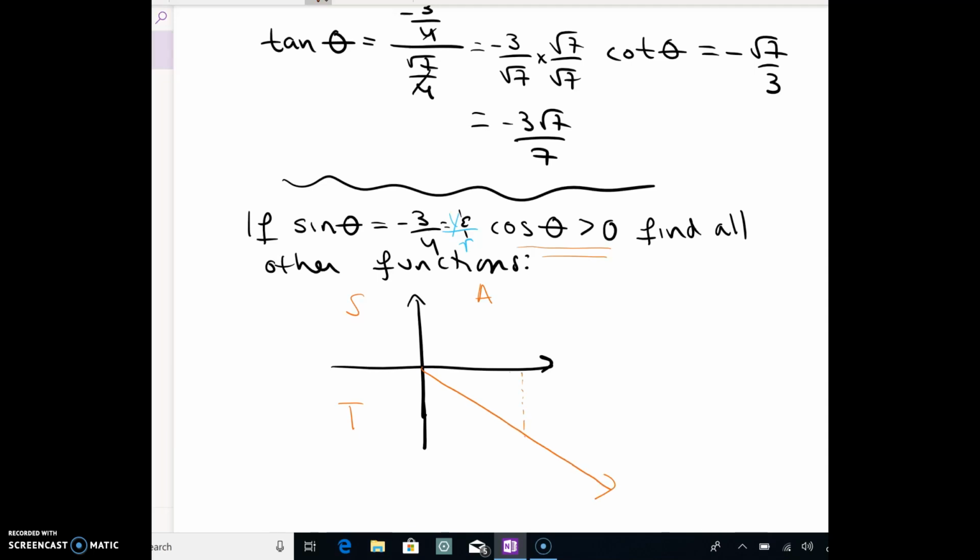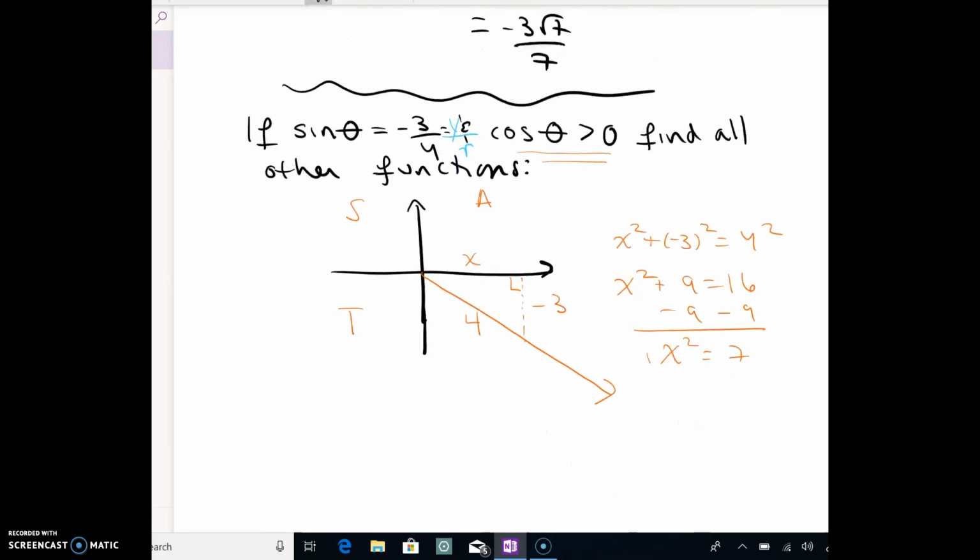And again, we can construct a right triangle from it. And we know that our y value is equal to -3, and we know that our r value is equal to 4. Okay, so how do we find the x? Well, we can use the Pythagorean theorem. The Pythagorean theorem says x squared plus -3 squared is equal to 4 squared, which says x squared plus 9 is equal to 16. Subtract 9 from each side. We know x squared is equal to 7.